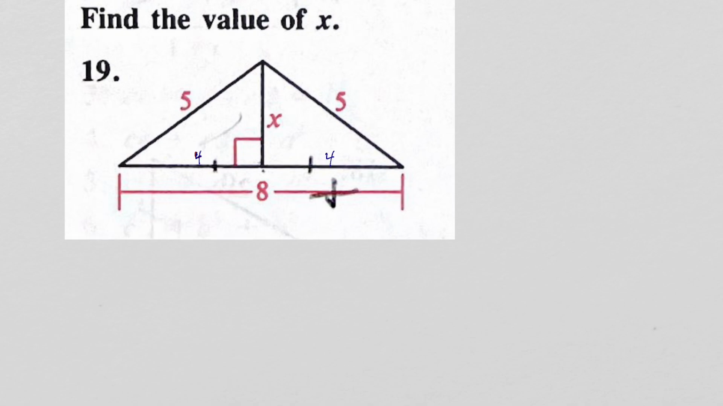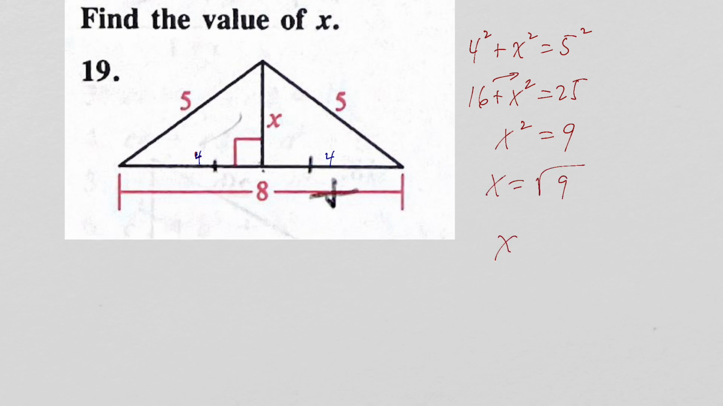Okay, now I have a right triangle where these are the legs and this is the hypotenuse. So I have 4 squared plus x squared is equal to 5 squared. That means x squared must be equal to, I bring that over and I get 9. So x is the square root of 9, which is 3.